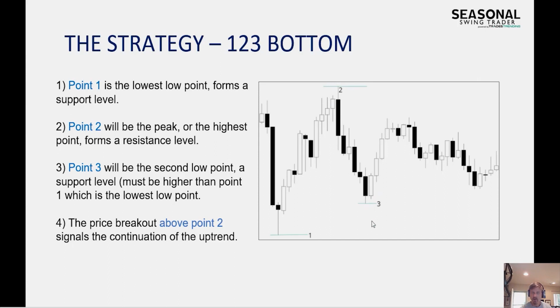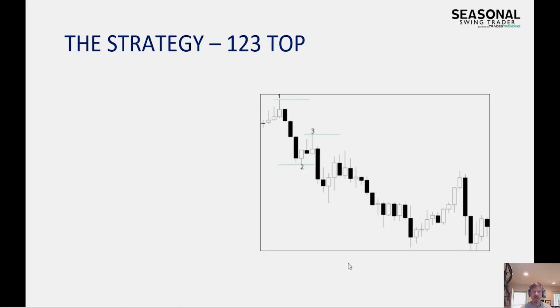The market could have come all the way down here, but as long as we don't take out the number 1 swing low, we have a 1, 2, 3. Now, a 1, 2, 3 bottom trader knows that we're looking to get long on breaks or closes above the number 2. Let's take a look at the 1, 2, 3 top example.